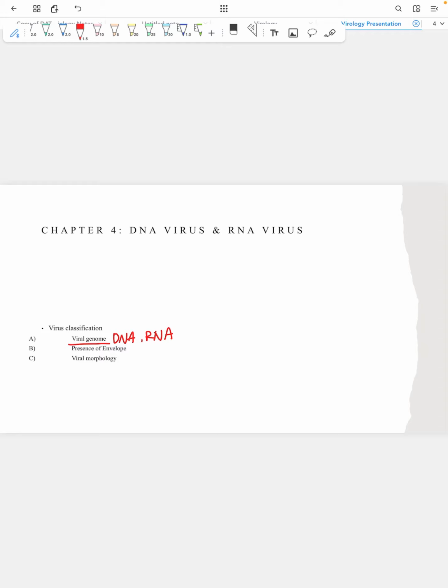Next, presence of envelope is an important factor. And lastly, morphology is another characteristic that can classify virus into different groups. It is also important to remember that virus name is not equal to the disease name.